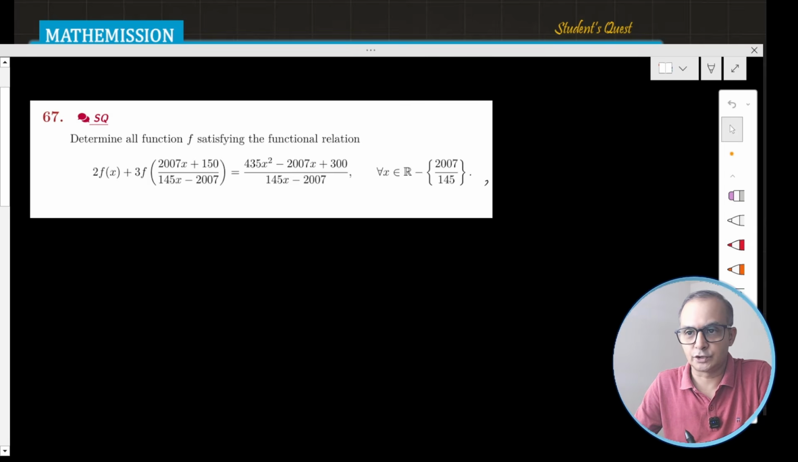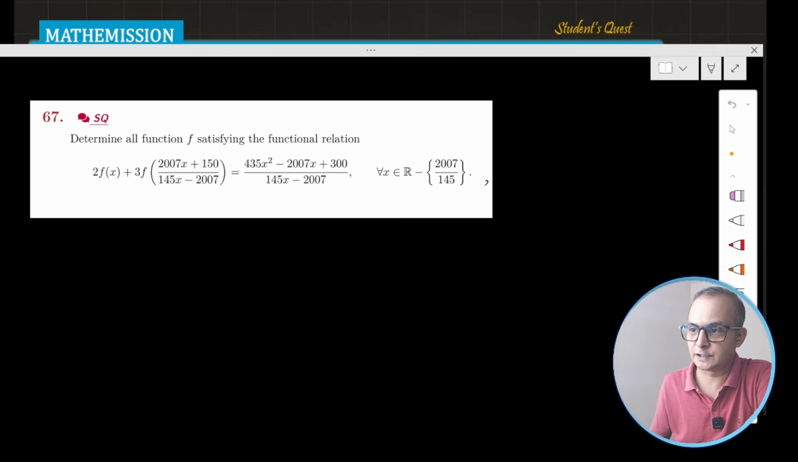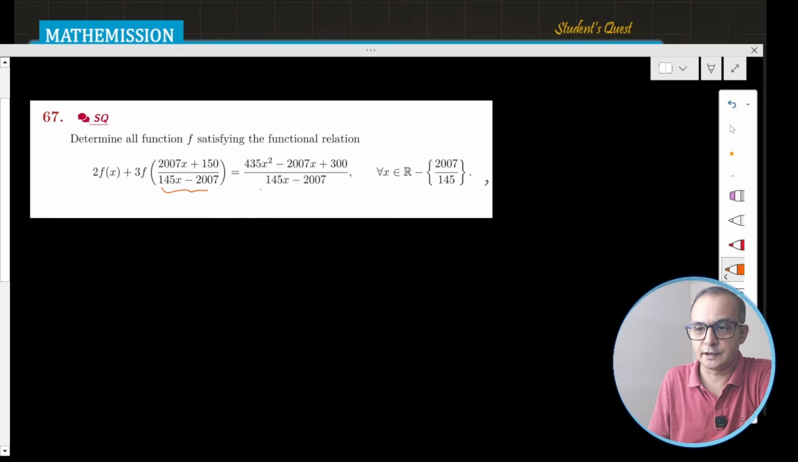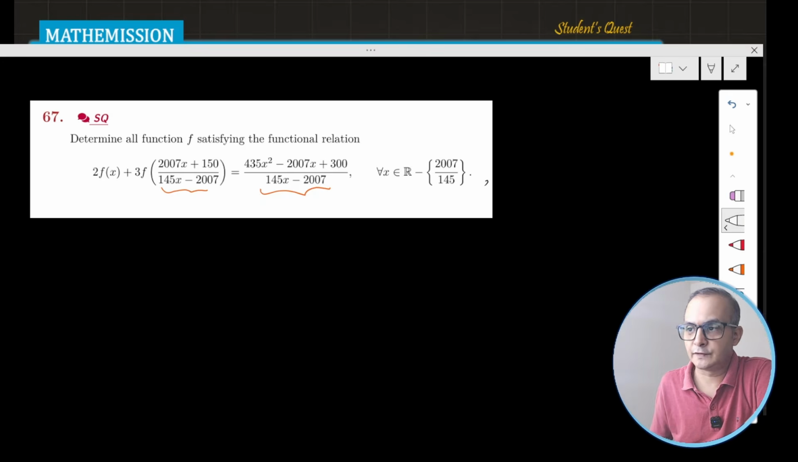This question was sent to me by one of my students, and it says: determine all functions f satisfying the functional relation. So there is a giant functional relation given, and looking at this expression, a little problem occurs because it's very difficult to handle in the same way, carrying this whole two expressions is very difficult.